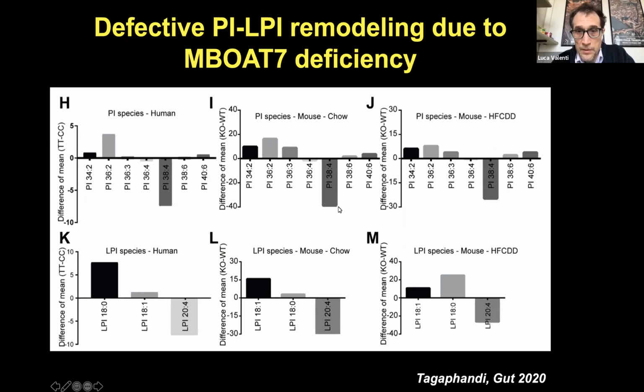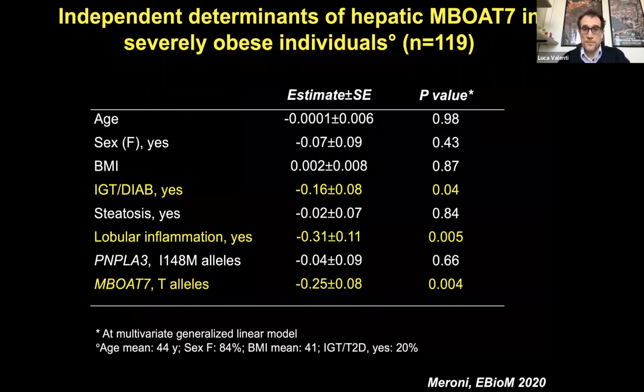So therefore, the risk variant for fatty liver disease is associated with a reduction in the function of the enzyme, leading to a decreased production of phosphatidylinositol bound to arachidonic acid, and on the other hand, an increase in the substrate of the reaction, namely lysophosphatidylinositol species, which may have an important role in the pathogenesis of liver disease.